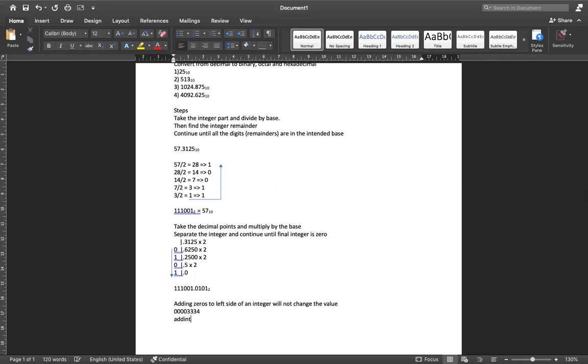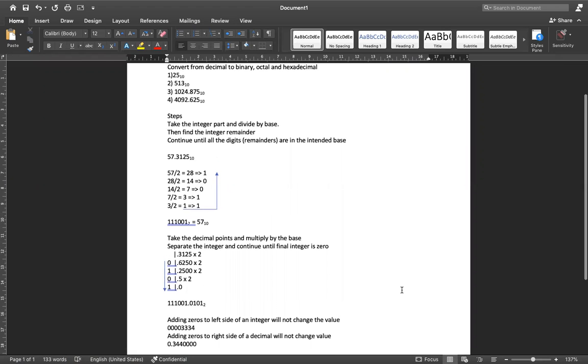Then adding zeros to the right side of a decimal will not change the value. For example, to 0.34 you can add 0 at the end. But the other way, if you add zeros to the beginning or the left side of a decimal, it will change the value. Similarly, if you add zeros to the right side of an integer number, that will also change the value. If you didn't know, you can write that down as well.